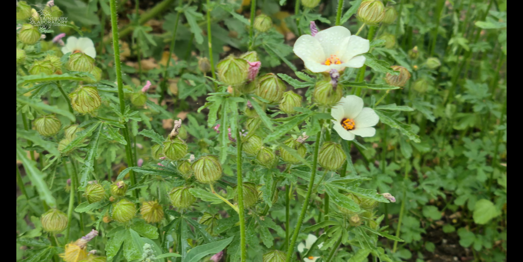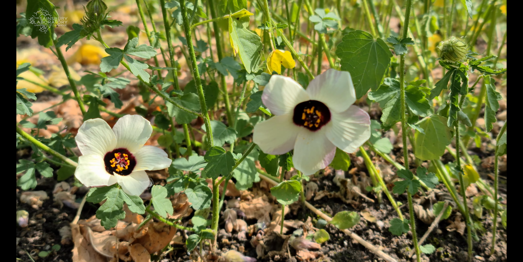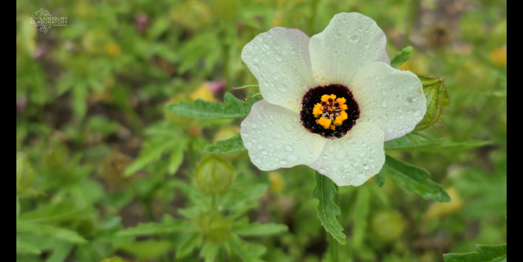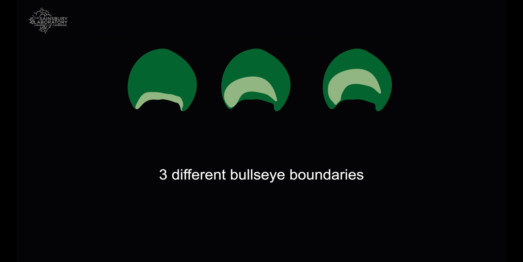And what we realized is flowers may look the same, but it doesn't mean that the patterns are made in the same way. We found at least two ways of creating different sizes of bullseyes. The first way is simply drawing the line, what we call the bullseye boundary, so the separation between the two domains, to put it higher or lower in the petal early in development. That would be a change in the patterning process.